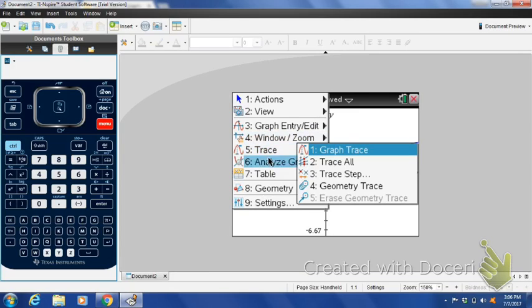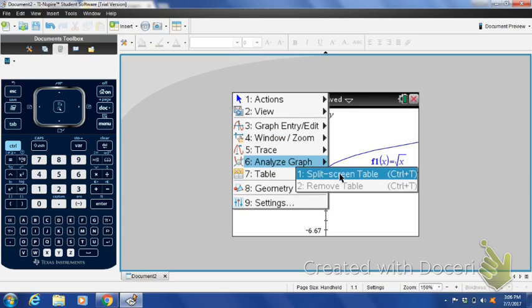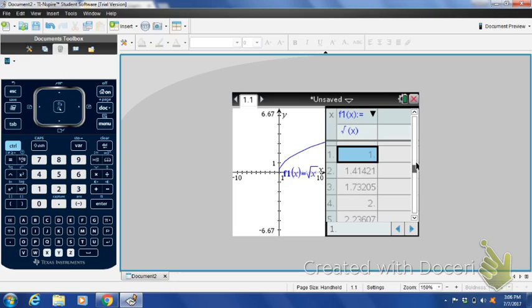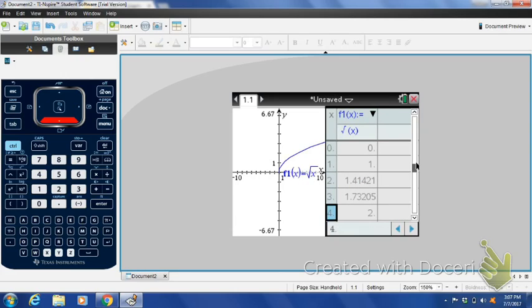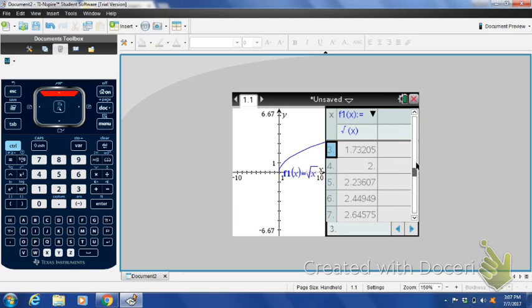We'll do menu, table, split screen, and you see, right, when you plug in 0 in for x, you get 0. Plug in 1 in for x, you get 1. Plug in 2. Probably wouldn't do that without a calculator because you get the square root of 2, which as a decimal looks like that. If you had to graph these, I would plug in x values that were perfect squares. So when you plug in 4, you get 2. When you plug in 9, you get 3. Alright, and when you connect the dots, it's going to look like this graph over on the left.